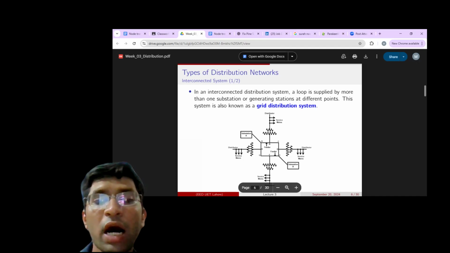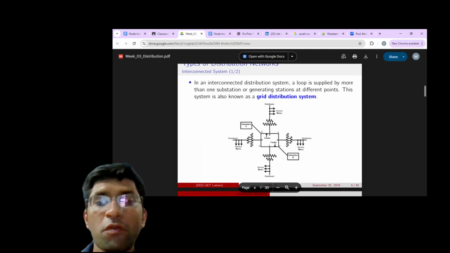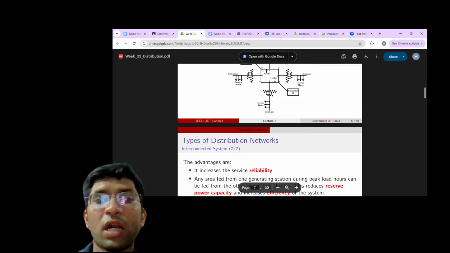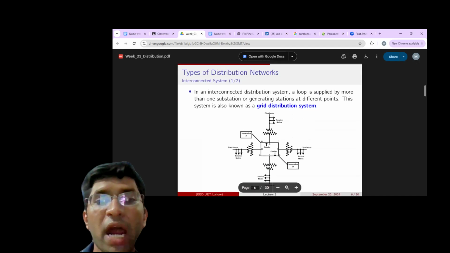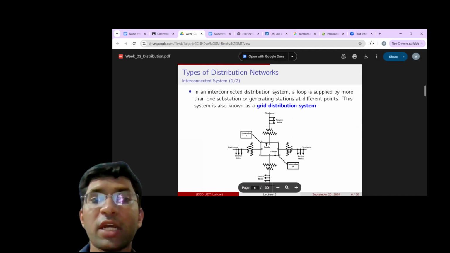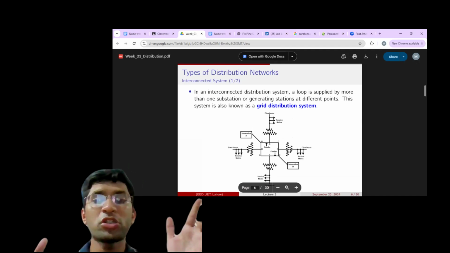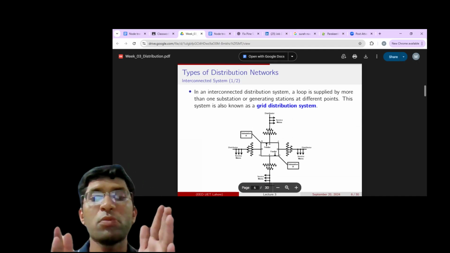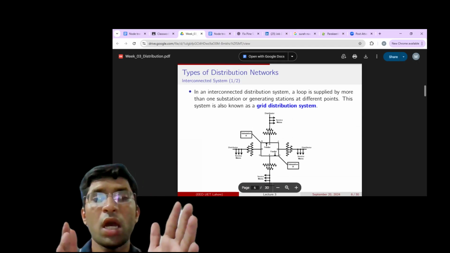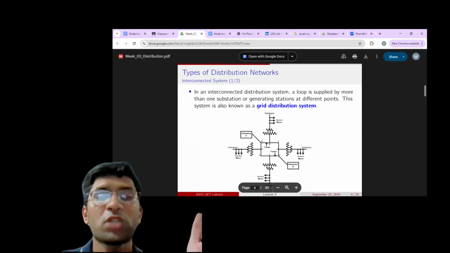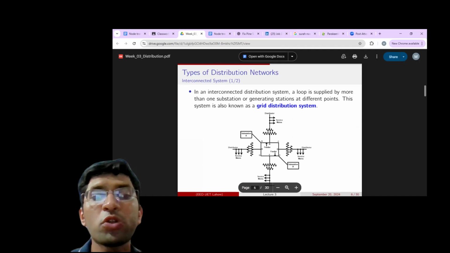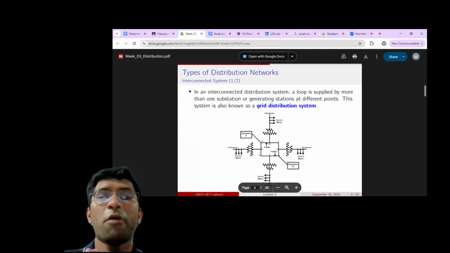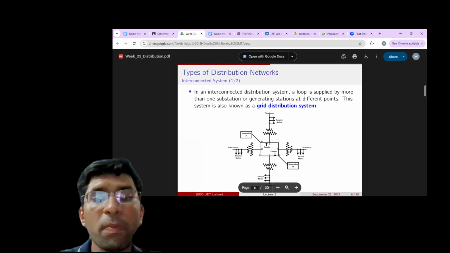Now I present the interconnected system. This is the final system. So what do you think about it? The interconnected distribution system is a loop that is supplied by more than one substation or generating station at different points. This is also called the grid distribution system. So what do I mean by grid distribution system? Try to imagine that in this case, multiple substations and even generating stations feed the same distribution loop from different points. What makes it more differentiable than others?